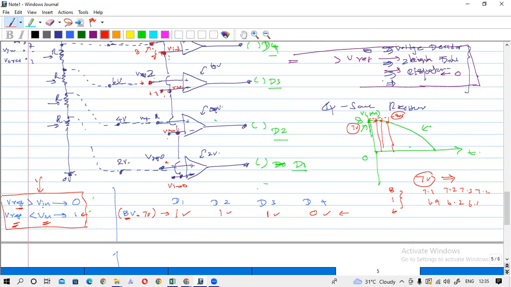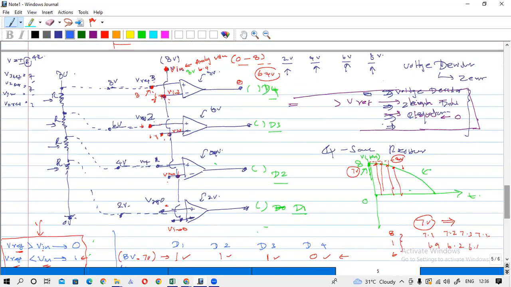Now let's say here you have a sample 6 volt. Now tell me what is the bit pattern you will get. You have 6 volt here, and what is the bit pattern you will get here? Okay, we will see. Here we have 6.